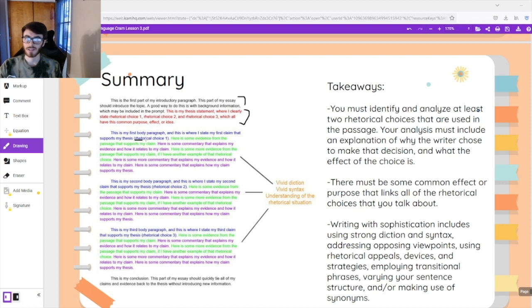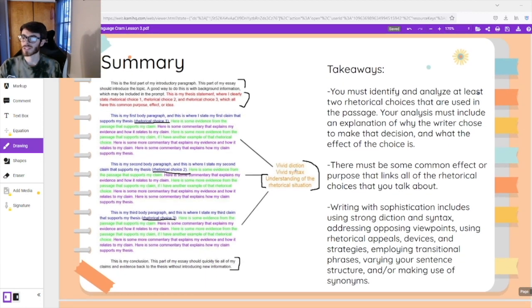Each of our body paragraphs is going to focus on one rhetorical choice. Again, we want evidence and commentary the same way that we do for our argument essay. And we still want a conclusion that relates everything back to our thesis. Throughout our whole essay, we want to use vivid diction and vivid syntax, and we want to demonstrate an understanding of the rhetorical situation. This really comes in when we're talking about the effect of our rhetorical choices.